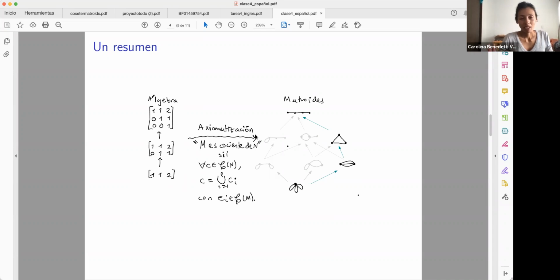And again, in matroid theory, you will always find that there are lots of definitions for many of the things that we work with. And this definition that we provided here was by saying that a matroid M is a quotient of a matroid N if every circuit of N is a union of circuits in M.